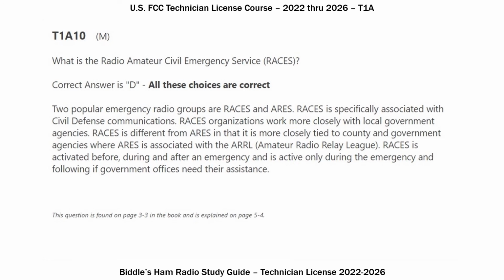So the ARES group versus a RACES group, ARES is more independent. ARES may activate as a group. They generally do work with the county and government agencies. They are often an additional set of operators, amateur radio operators. So they're an additional resource. Quite often the ARES group works with the RACES group, but they're not quite as controlled as RACES is.